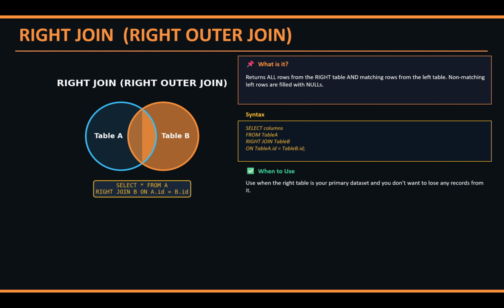The only thing you do is switch from left to right. And again, when do you want to use this? You want to use this when the right table is your primary data set and you don't want to lose any records from it.